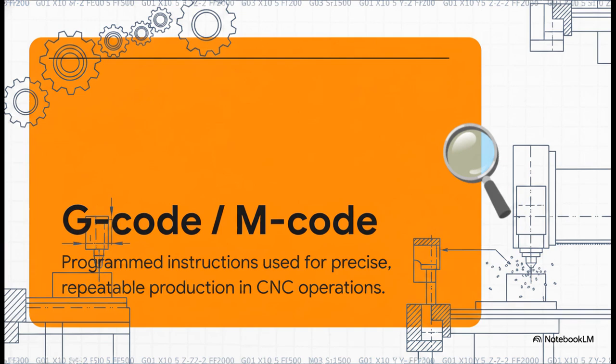Now, while the part program is the whole story, G-code and M-code are the individual words and letters. These specific programmed instructions control the motors and tools, guaranteeing that once we get the setup right, we can make the exact same part 1,000 times. And guess what? That 1,000th part will be perfectly identical to the very first one. That kind of repeatability is the true superpower of modern manufacturing.